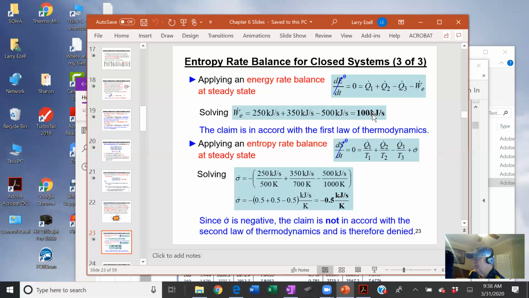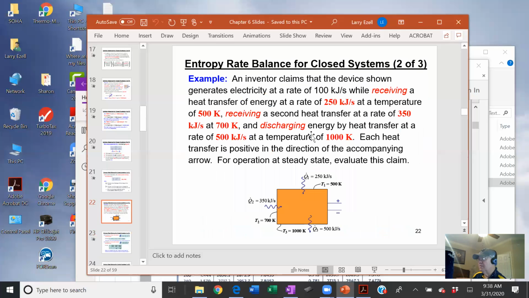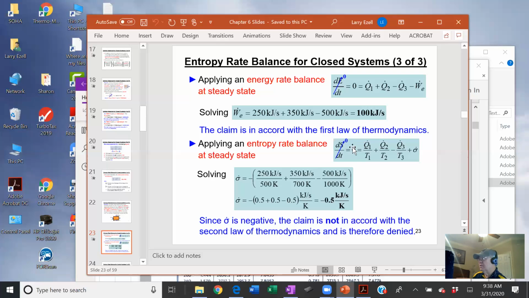Now applying an entropy rate balance. Now we're at steady state. So we apply this equation here. And of course, dS dt is going to be 0, and these are going to be the sum of the Q's over the T's. So dS dt is 0, it's at steady state.